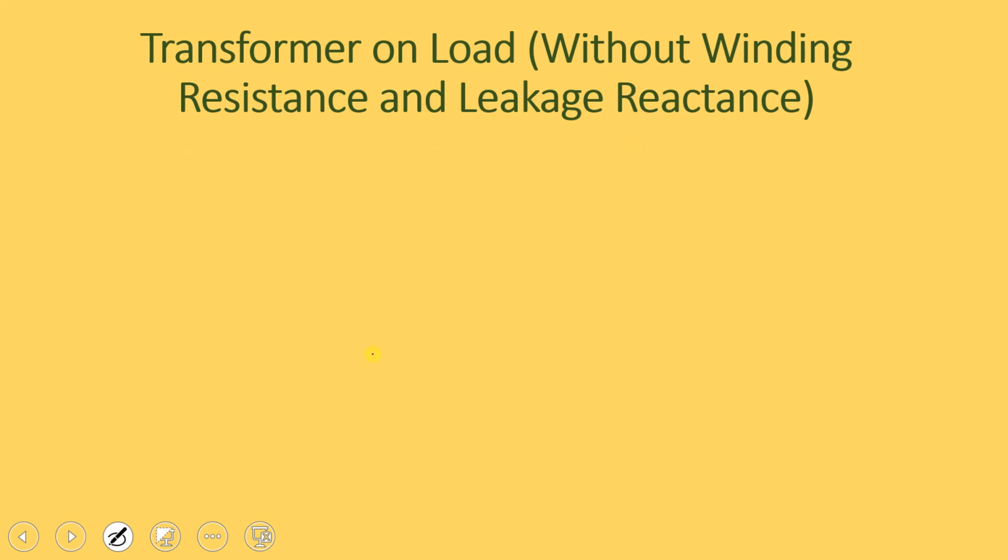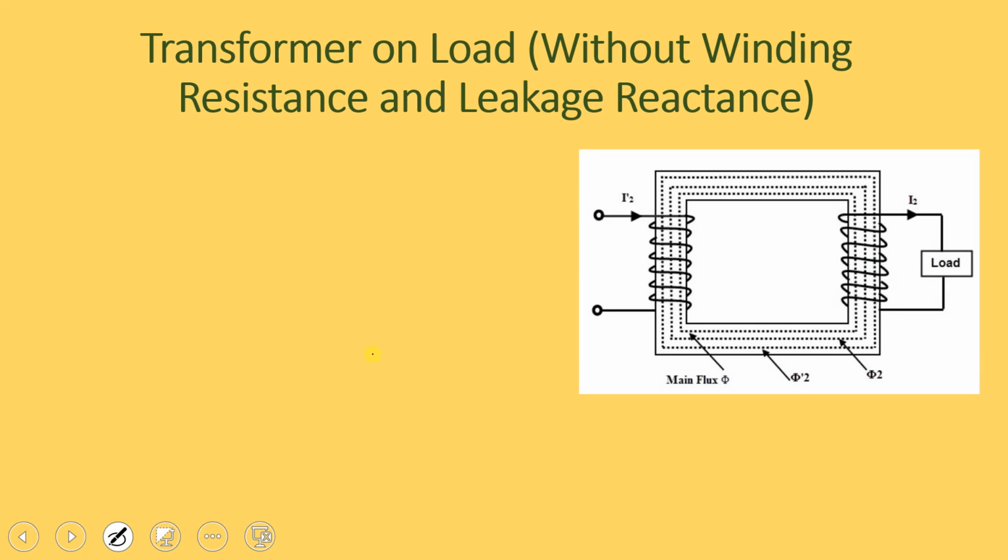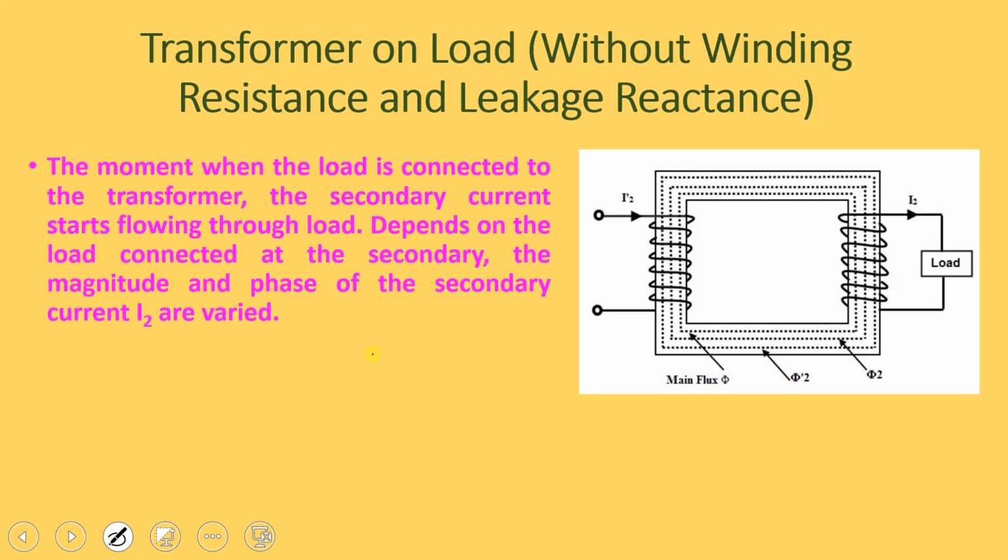So we are working on these two conditions. We are considering the conditions one by one. The first condition: transformer on load without winding resistance and leakage reactance. This diagram is shown. The moment the load is connected to the transformer, the secondary current starts flowing through the load. Depending on the load connected at the secondary, the magnitude and the phase of the secondary current I2 vary. This I2 depends upon the type of load connected.